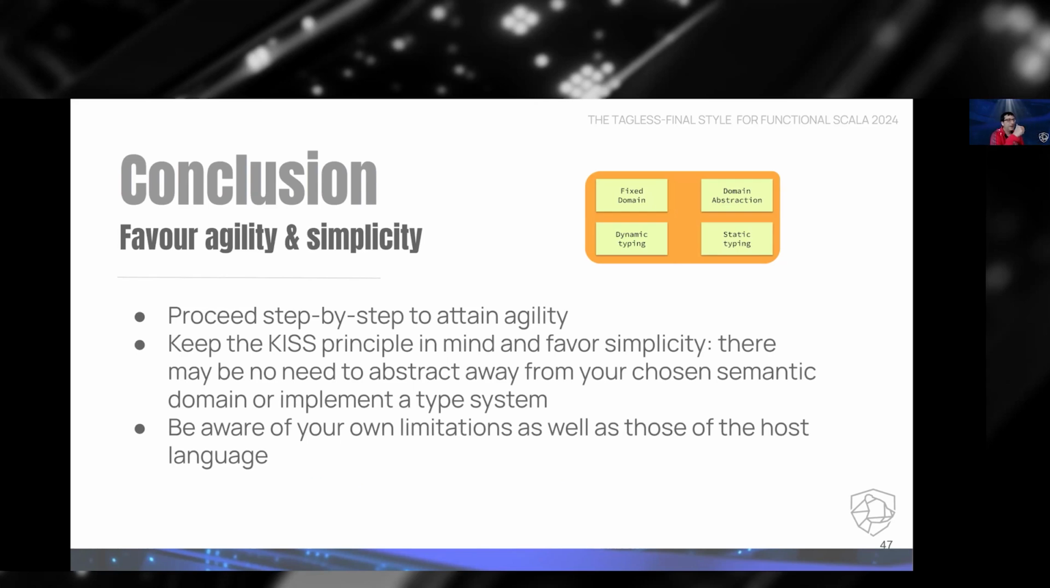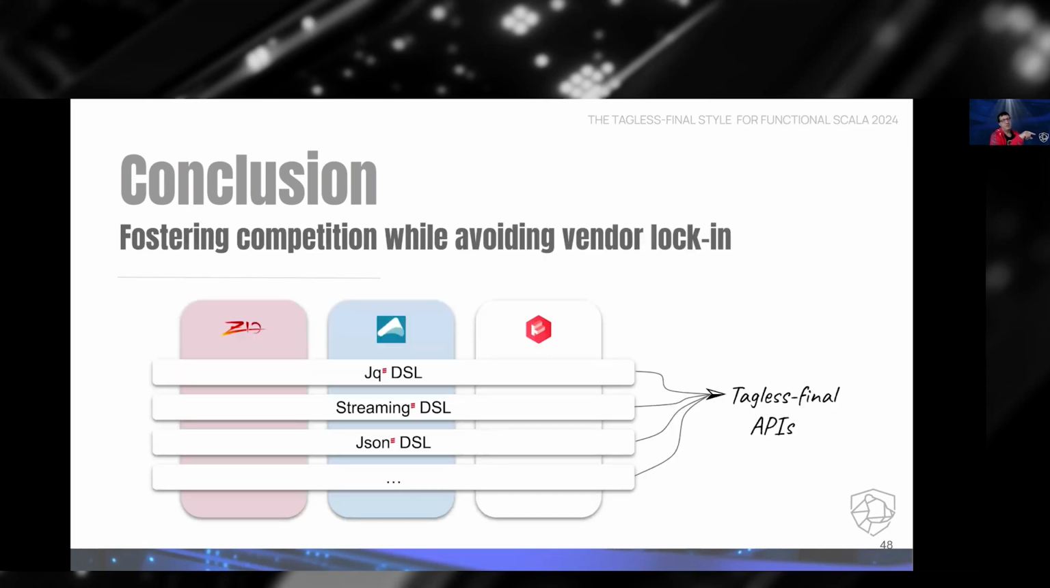Also, keep in mind this principle, okay? Maybe it is not needed to implement the type class abstracting from particular semantic domains. Maybe it is not necessary, okay, to implement the type system. This will add some complexity to your code. There are some times in which it is not needed. In the particular case of the JQ embedding, I think that it would be really nice.